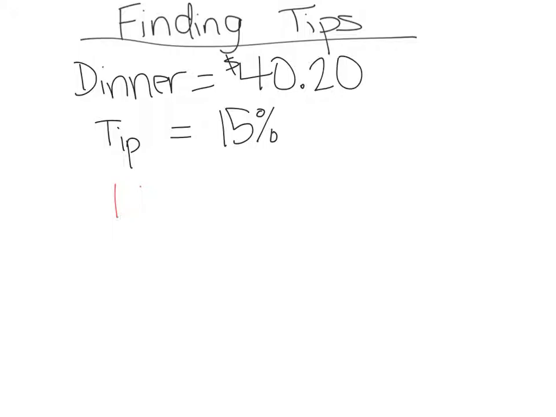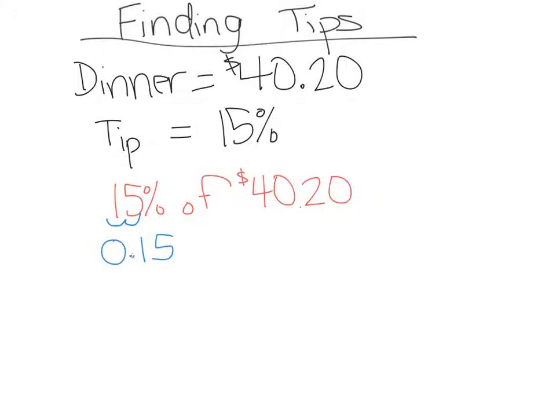Okay, so we're still going to find 15% of $40.20. That means we need to change the percent to a decimal, so it becomes 0.15. Of means to multiply, and our total doesn't change. And then we just multiply it out. And you should get 6.03, so $6.03 is our tip.